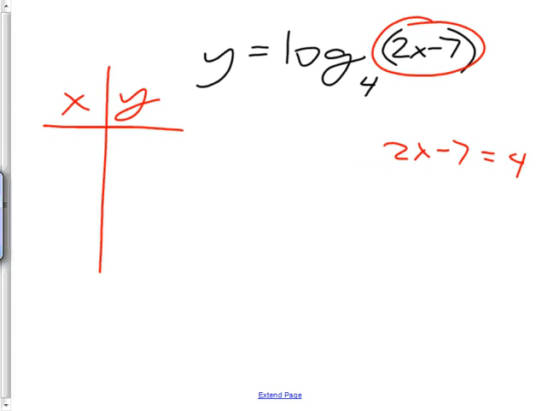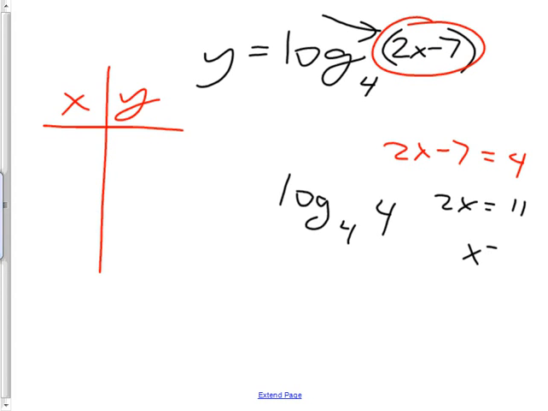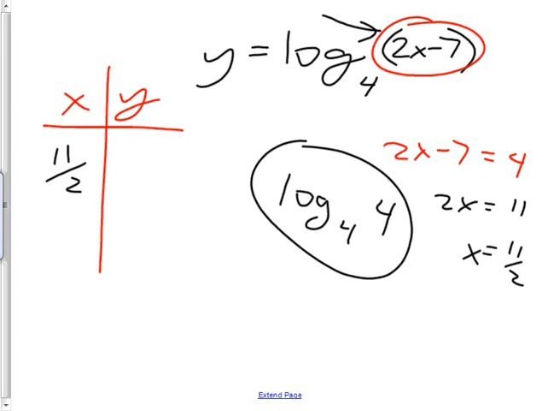Okay, so here's the points I would have gone with. I would have wanted to make this equal 4, because then it'll be log base 4 of 4, and that's equal to 1. So that's simple. How do I make it equal 4? I'm going to add 7 to both sides, 11, and then I divide by 2, x equals 11 halves. And that means I put in 11 halves, and I will get out an answer of log base 4 of 4, which will be 1. Raise your hand if you had that point. Okay, good. Yes?